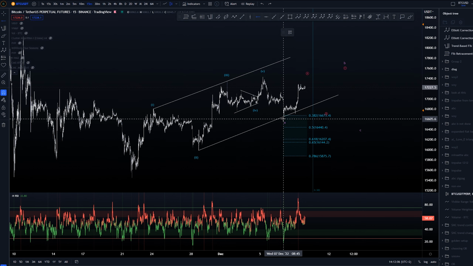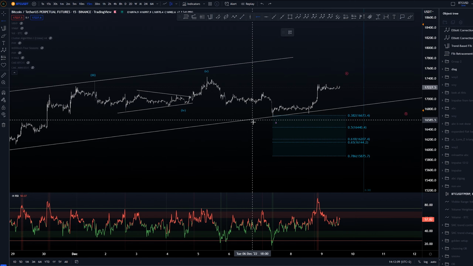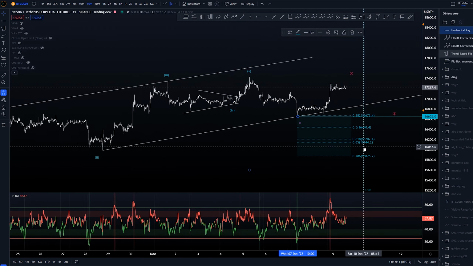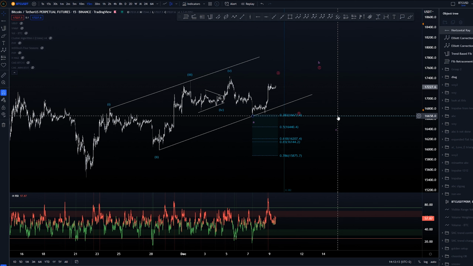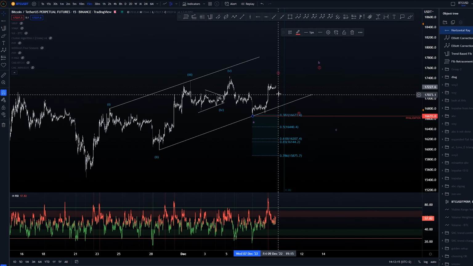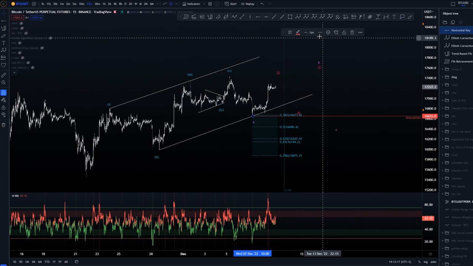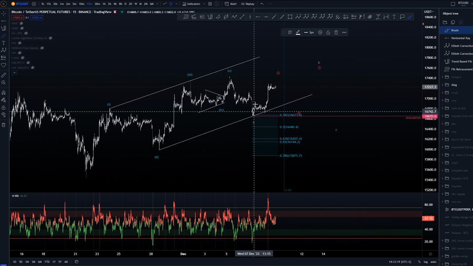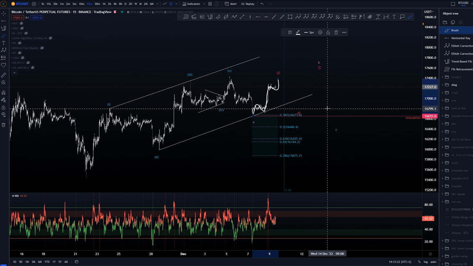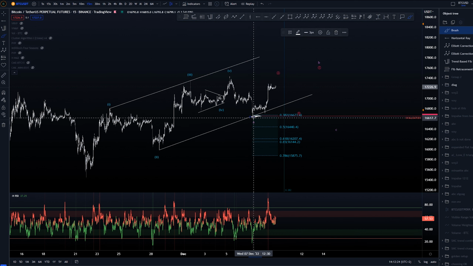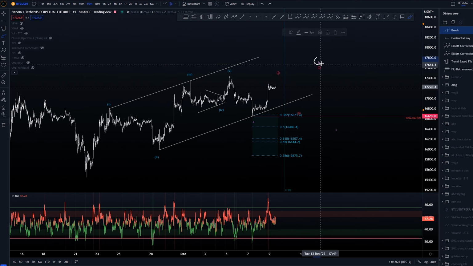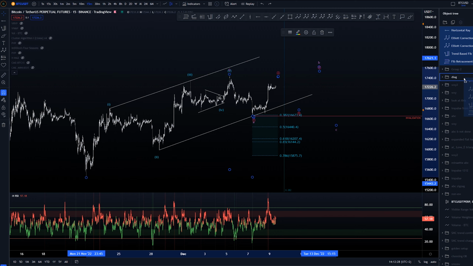Invalidations would be pretty clear. If we were to take out this low of 16,655, this would be invalidating the idea of this A wave or the zigzag structure here, because again we are starting something with a potential 5 waves, and the invalidation is here. So that is one of the counts that I see.